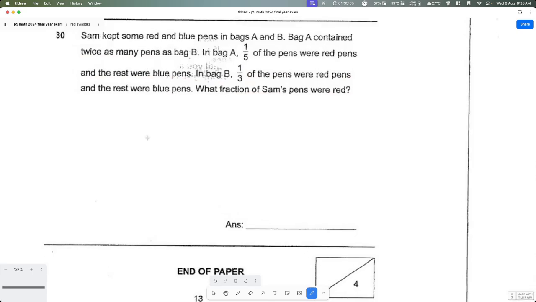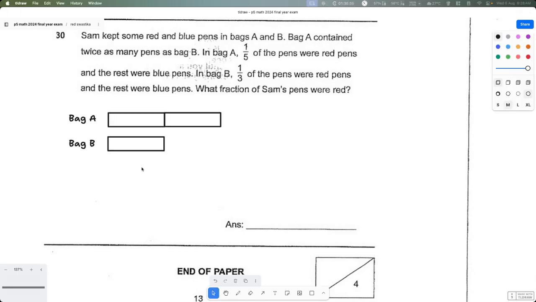Okay, so if I were to draw the model, it will look something like this. We know that bag A over here contained twice as many as bag B, something like this. But in bag A, 1/5 of the pens were red, and then in bag B, 1/3 of the pens were red over here. So I don't know what is 1/5 out of these two blocks, and bag B is 1/3.